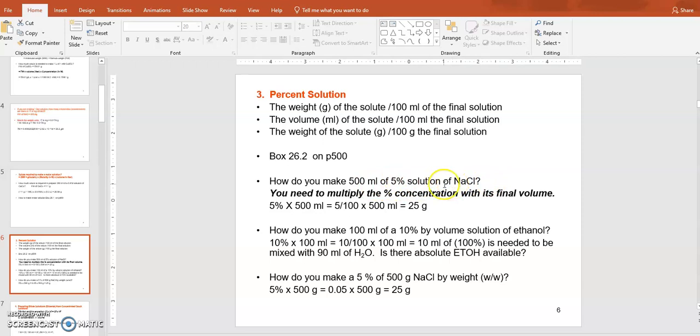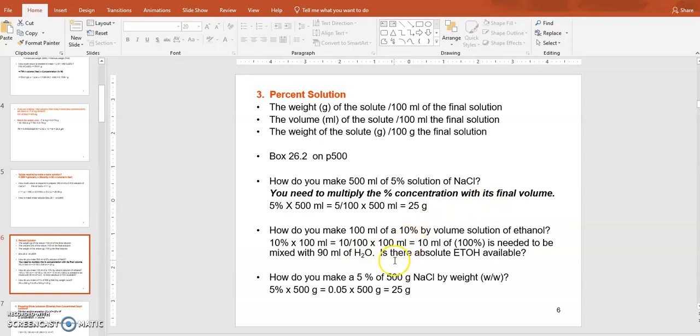Okay, so in every 100 ml you need 5 gram, but you are making 500 ml, so just multiply 5 times 5%. So 5% is 5 over 100, times 500, and you can figure it out. That's 25 gram. That's very straightforward, right? So that's how you calculate it.